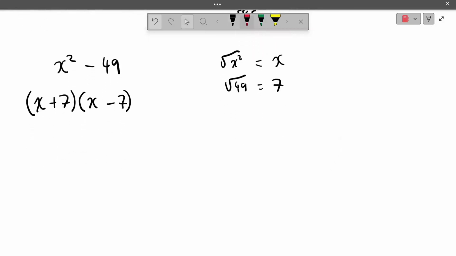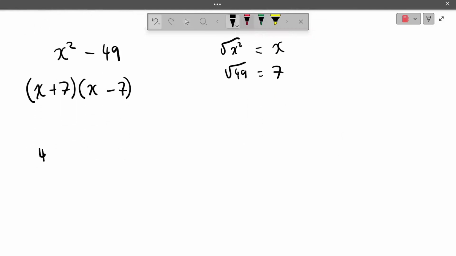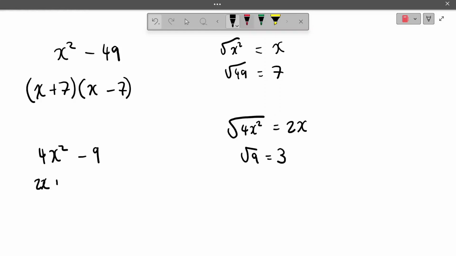But I can kind of mix it a little bit more. So if I had 4x squared minus, let's go for 9. Well, the square root of 4x squared is 2x, because the square root of 4 is 2, and the square root of x squared is just x. And the square root of 9 is 3. So I then do 2x plus 3, 2x minus 3.